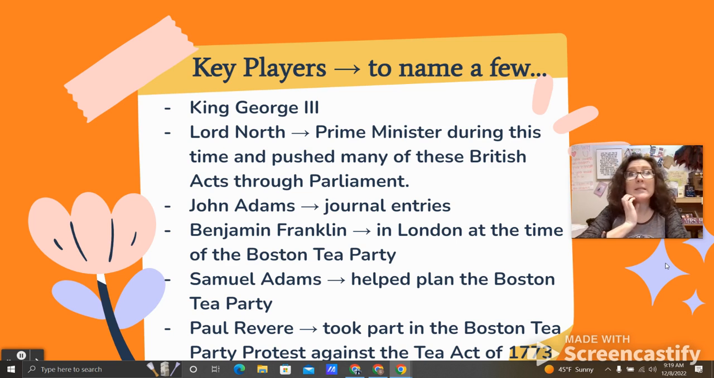Benjamin Franklin, his part was very interesting because he was in London at the time. And what do you do? You're called before Parliament. "Hey, your patriots did this. What are you going to do about it?" And so his perspective was interesting because he was not in Boston at the time. And then Samuel Adams helped plan the Boston Tea Party, but he actually didn't partake in the event itself. And then Paul Revere took part in the Boston Tea Party protest against the Tea Act of 1773.